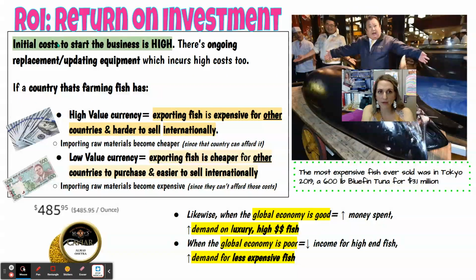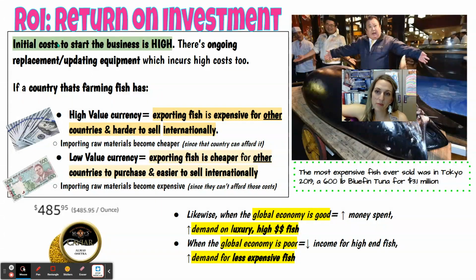Got to have a good ROI, your return on investment. So this kind of parallels with CPUE, the cost per unit effort, like how much you're going to put into fishing a certain species. Now it's how much are you going to put into farming a certain species. It has to be worth your time and worth your money. The initial cost to start this business is going to be really high, and this is mainly geared towards an intensive venture. You'll have ongoing replacement costs, updating equipment. That will be an ongoing cost that will occur too.